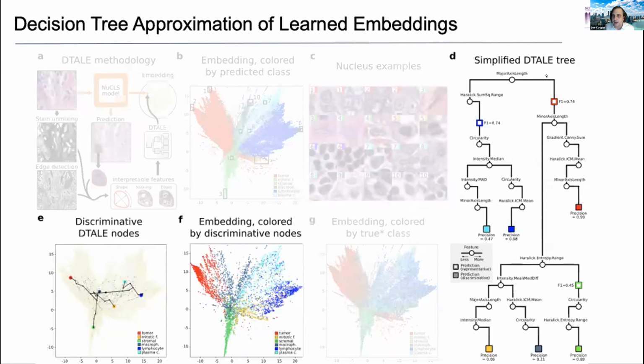So if you go down the left side of the branch, the difference between, say, plasma cells and lymphocytes is really based on the intensity of the staining. And so plasma cells have a lighter and rougher texture. The lymphocytes are really small and dark. And so we see that pattern reflected in this tree.